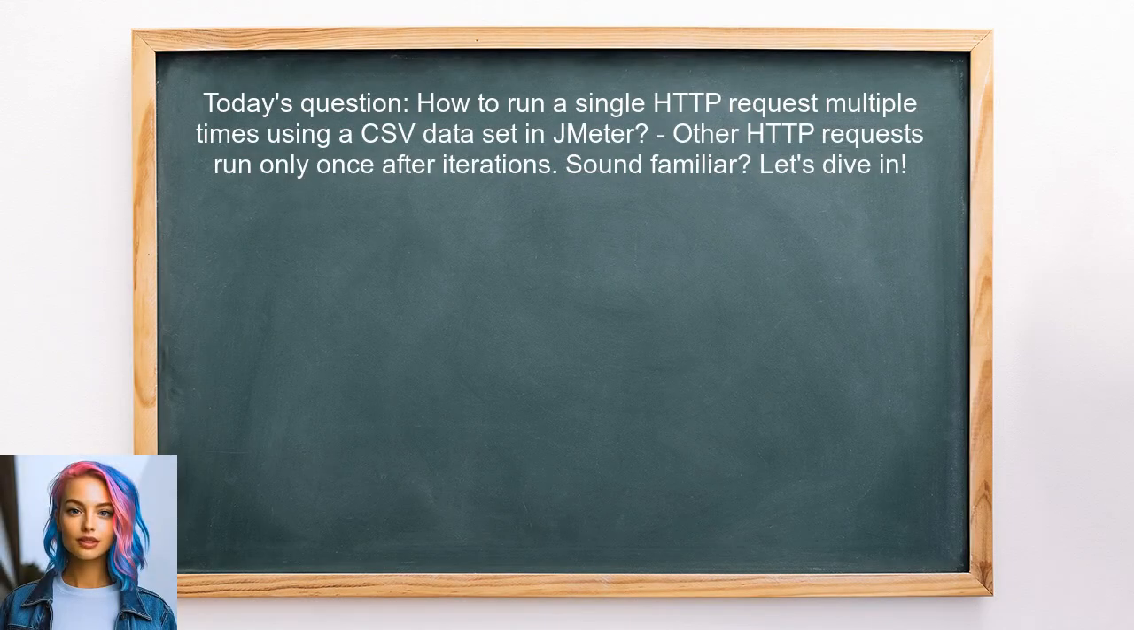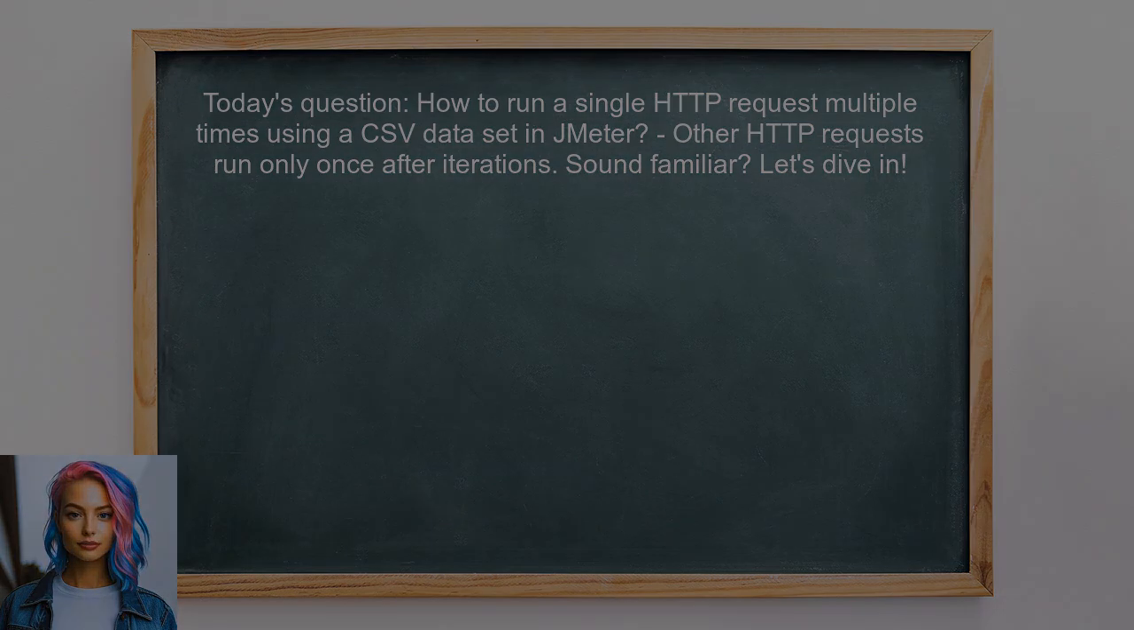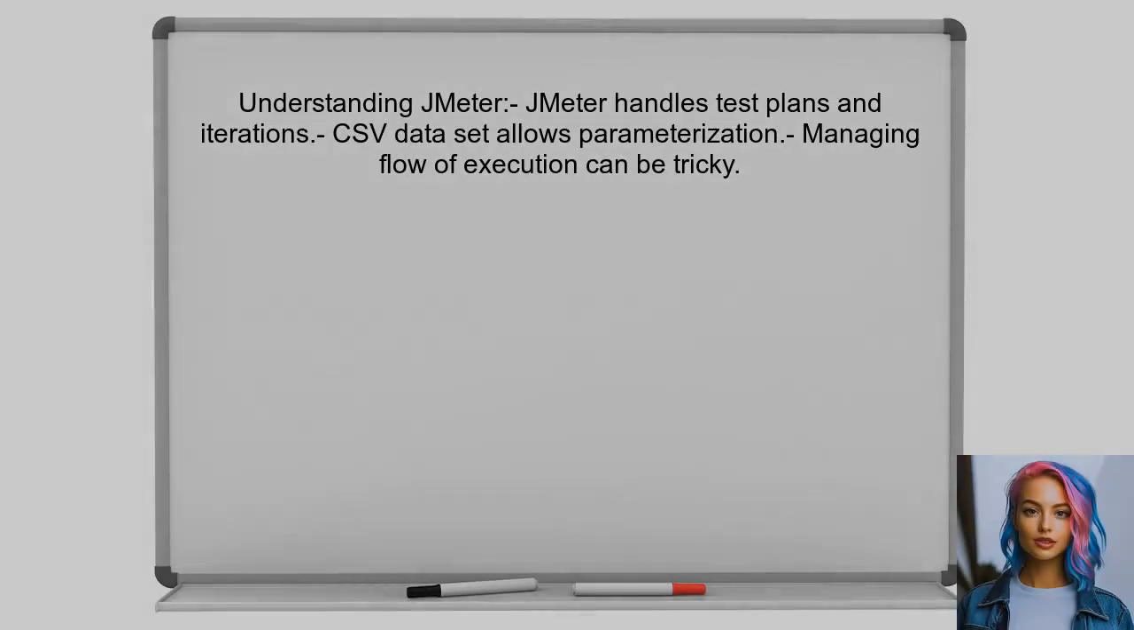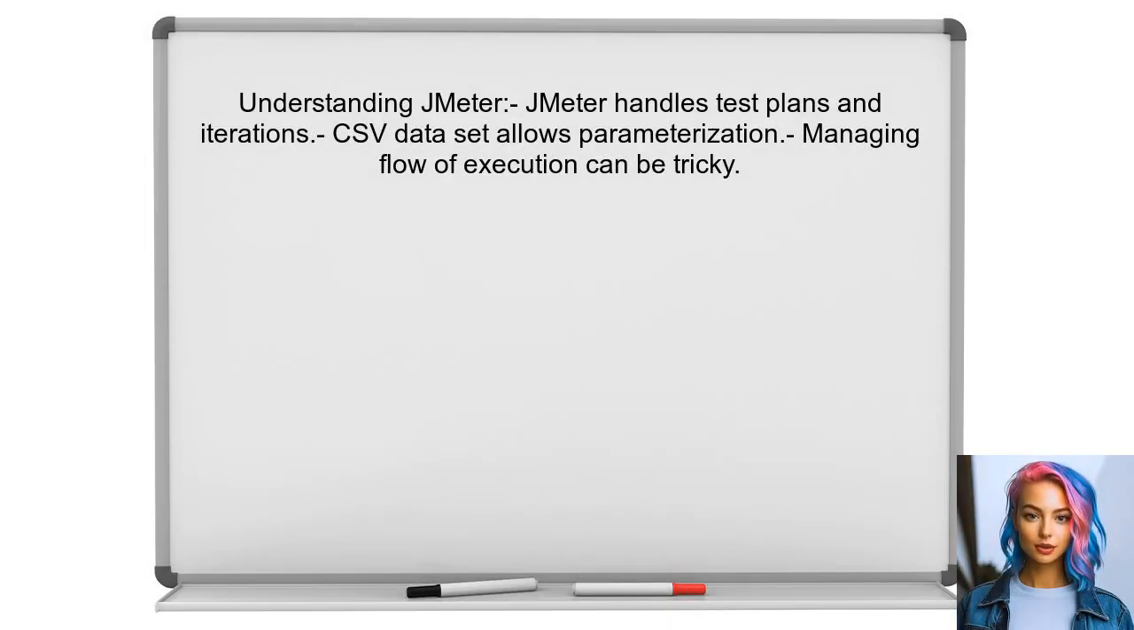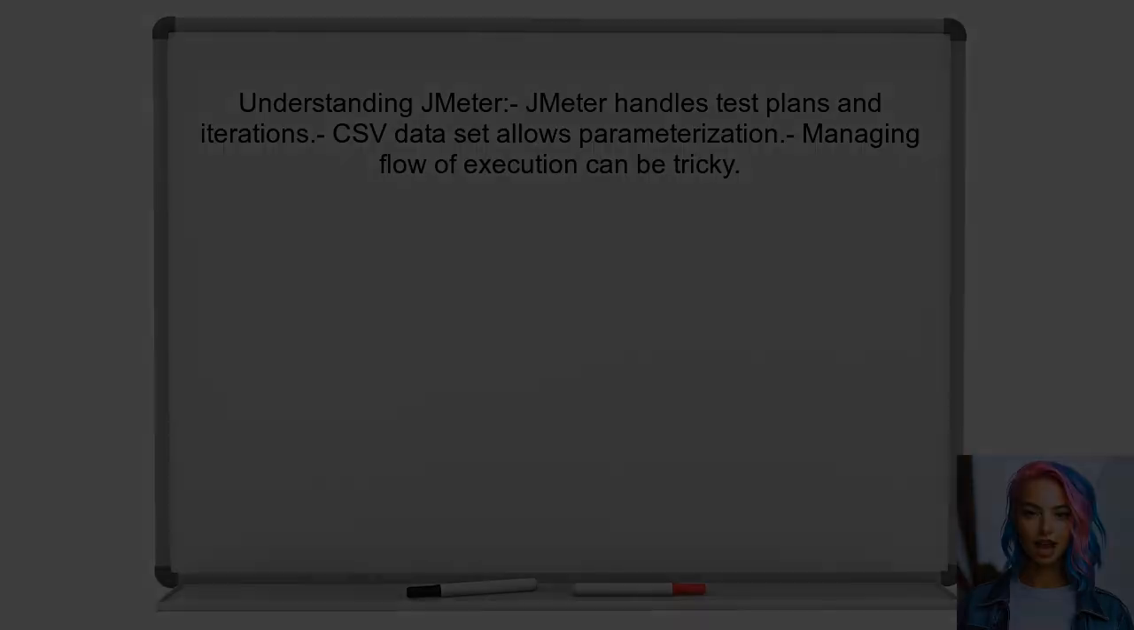Here's the specific question we're addressing today. One user asked how to run a single HTTP request multiple times using a CSV dataset in JMeter, while ensuring that the other HTTP requests run only once after the iterations are complete. Sound familiar? Let's dive into the solution. To understand this better, we need to know how JMeter handles test plans and iterations. When you use a CSV dataset, it allows you to parameterize your requests, but managing the flow of execution can be tricky. We'll clarify this as we go.